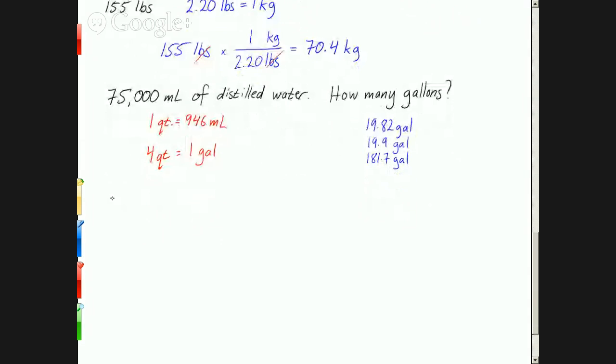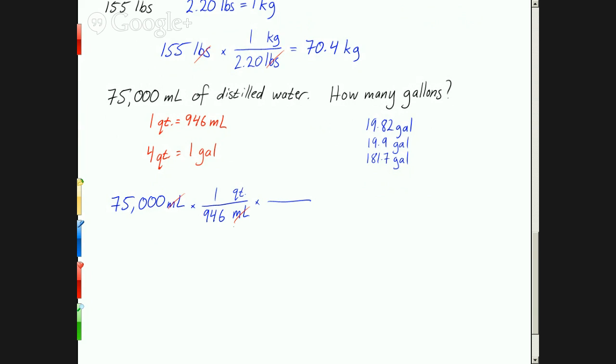So we're going to start with our given number, 75,000 milliliters. And then, so that we don't get messed up with multiplying versus dividing, we're going to do the units first. What's our first conversion here? Quart. So that means we want quart on the top, because that's what we want, and milliliter on the bottom, right? Okay. Now we set the numbers in there. 946 and 1. So now we've canceled milliliters and we're left with quarts.